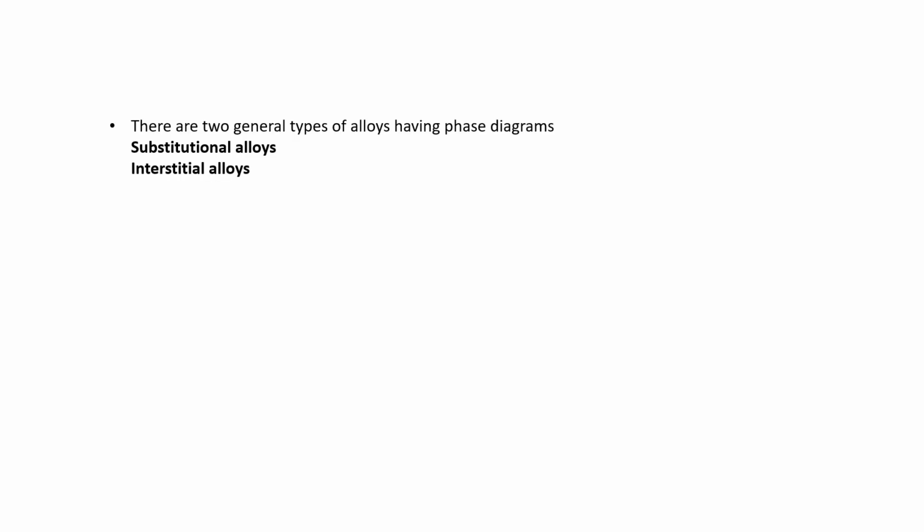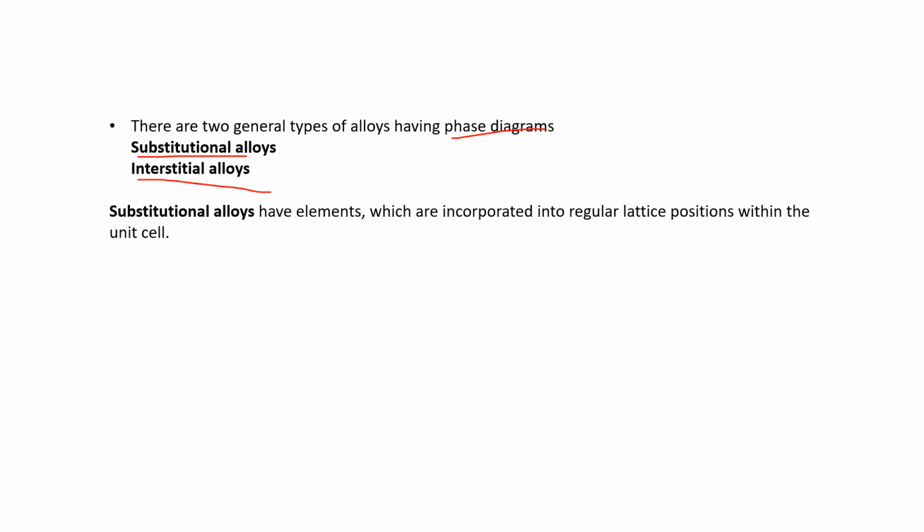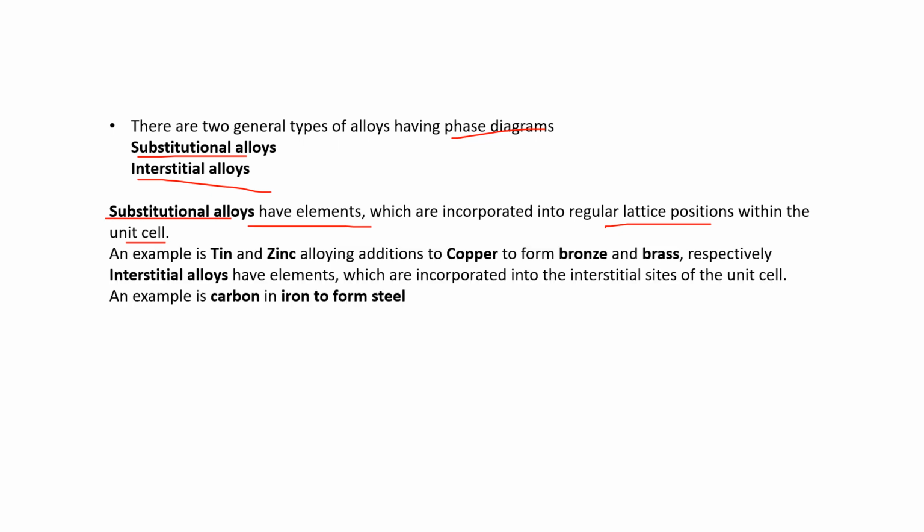There are two general types of alloys having phase diagrams: substitutional alloys and interstitial alloys. What are substitutional alloys? Substitutional alloys have elements which are incorporated into regular lattice positions within the unit cell. We will study substitutional alloys in the iron-iron carbide diagram. The example is tin and zinc alloying additions to copper to form bronze and brass. When copper is added to tin and zinc at different temperatures, we can get bronze and brass respectively.